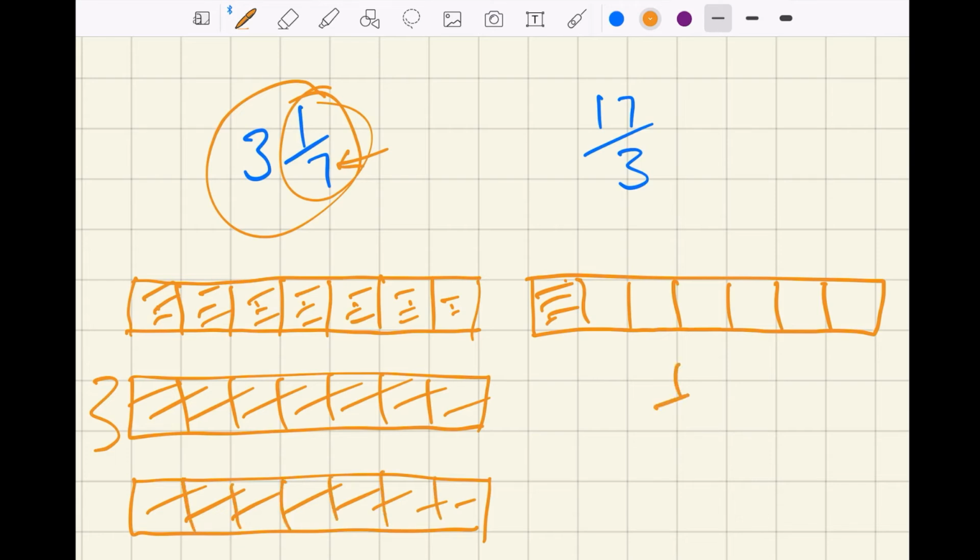So hopefully you can see that this is 3 1/7. Now what about if I'm turning that into an improper fraction similar to this one? So now we look at exactly how many sevenths we've got coloured in, right? Each of these is a 7th because it's a shape divided into 7 equal parts. So each of these represents 1/7.